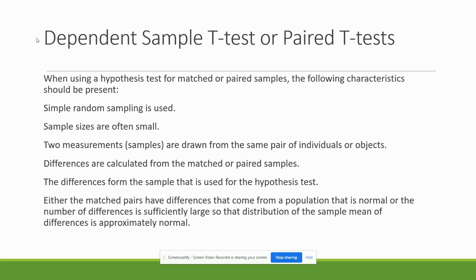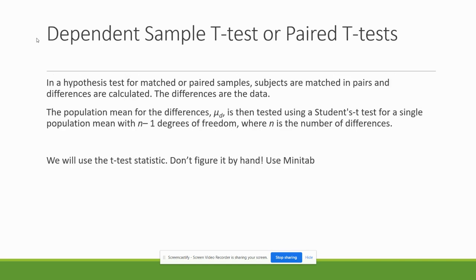So the differences form the sample, and again, I just explained that. And either the matched pairs have differences that come from a population that is normal, or the number of differences is sufficiently large so that the distribution of the sample mean of the differences is approximately normal. Okay. So again, we call this a matched or a paired or a dependent sample t-test. You'll hear it all different kinds of ways. But the basic thing to think about is you're looking at the same group of people, but at something at two different points in time. That's really how I think about it.